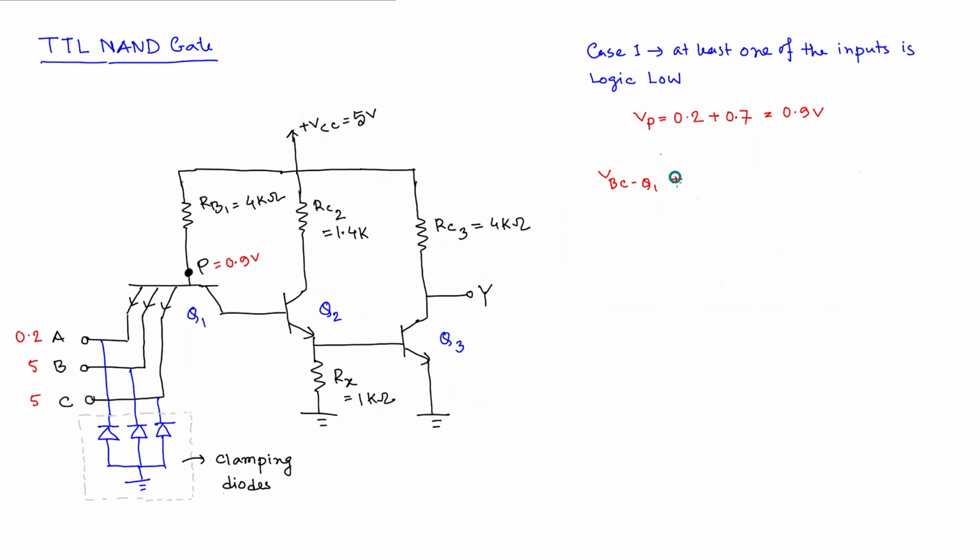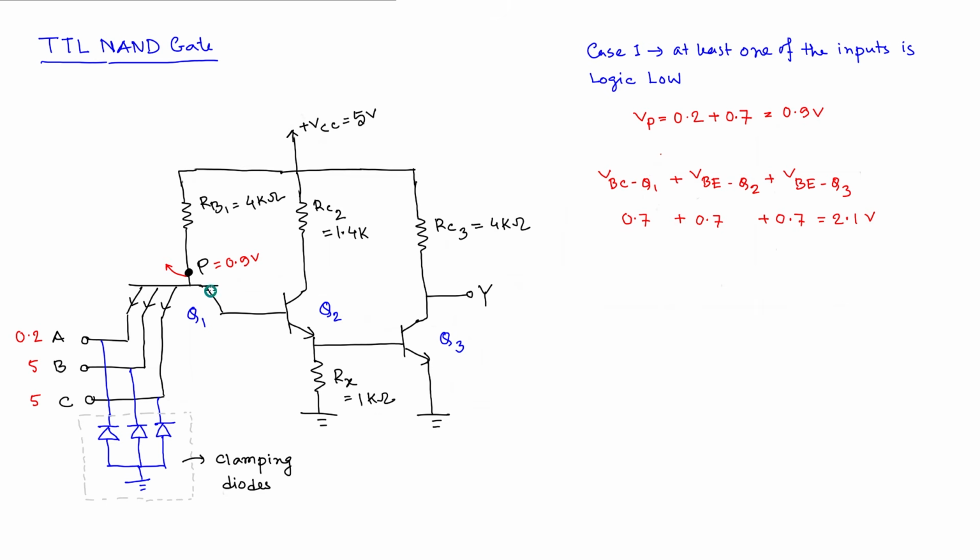Q1 plus VBE of Q2 plus VBE of Q3. We are just talking about turning on, not still saturation. So we need 0.7 here plus 0.7 here and plus 0.7 here at least. So at least 2.1 volt is required at VP. I mean at this point P we need, which we don't have.